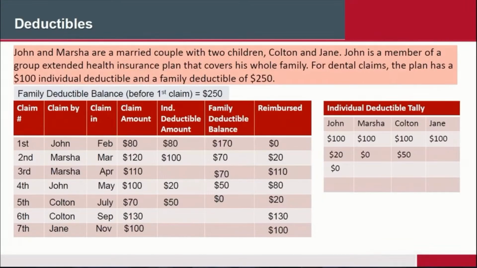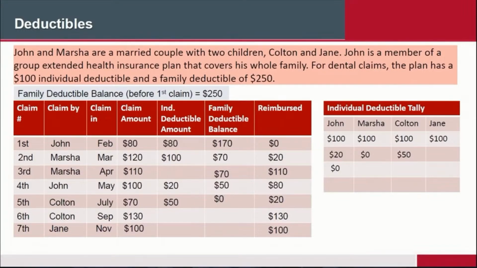So we talked about deductibles, and on the exam, you're going to get a question about deductibles. And I said to you that the deductibles are basically annual deductibles. That's really what we're saying. So what we've got here is John and Marcia, a married couple with 2 children, Colton and Jane. John is a member of a group extended health insurance plan that covers his whole family for dental claims, and so on. It has a $100 individual deductible and a family deductible of $250. So basically the entire deductible maximum is $250, but each member of the family has a $100 individual deductible.